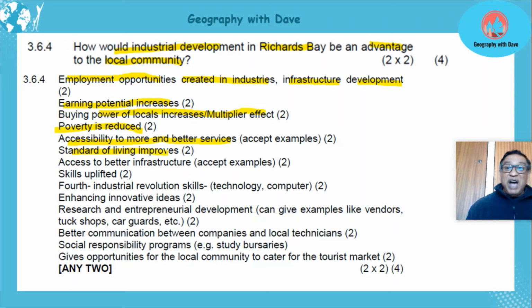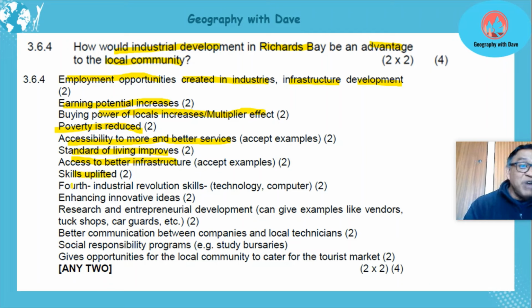See, learners, you've answered so many of them. It's all given in this little presentation itself. Right? Of course, there'll be 20,000 factors that we could go over. You understand? Unless you want to learn 20,000 factors. All right. Access to better infrastructure. You can give examples: better road networks, railway networks, etc., that people can use. Skills uplifted. Can you see it?